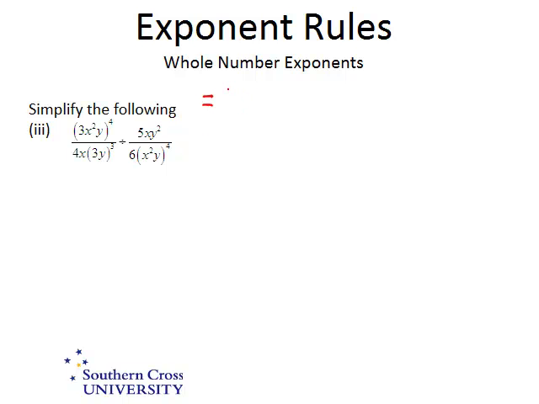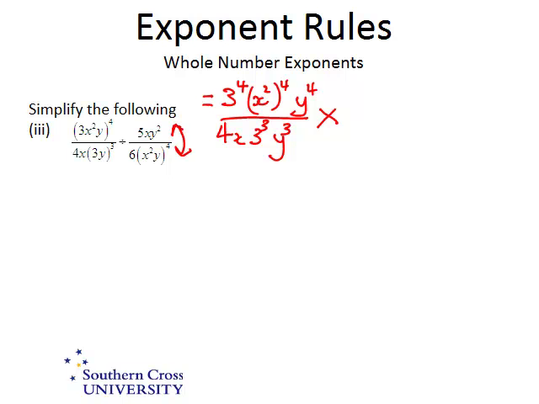So this becomes, and I'll expand this out, 3 to the power of 4 x squared to the power of 4 y to the power of 4 all over 4x times 3 to the power of 3 y to the power of 3. Change divide into times, but I have to take the reciprocal of this, so it's going to be 6 x squared to the power of 4 times y to the power of 4 over 5xy squared.